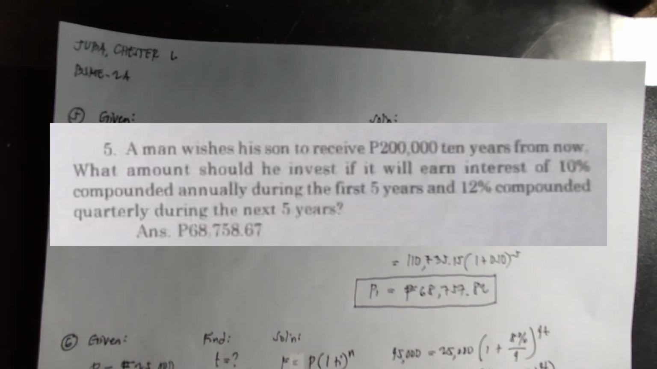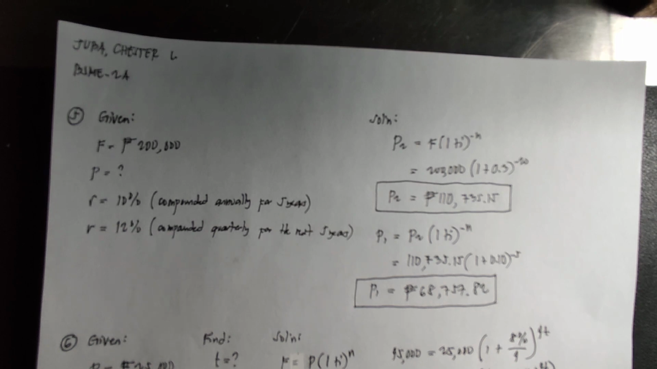So, number 5. A man wishes his son to receive 200,000 pesos 10 years from now. What amount should he invest if it will earn interest of 10% compounded annually during the first 5 years and 12% compounded quarterly during the next 5 years? So, the given is the future amount is 200,000 pesos. Then our R is equal to 10% compounded annually for 5 years. Then 12% compounded quarterly for the next 5 years.